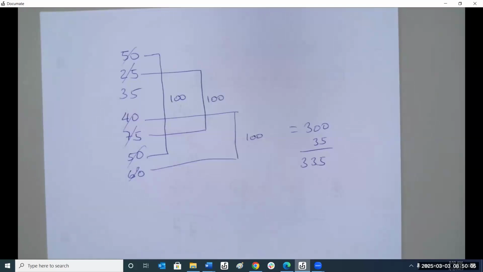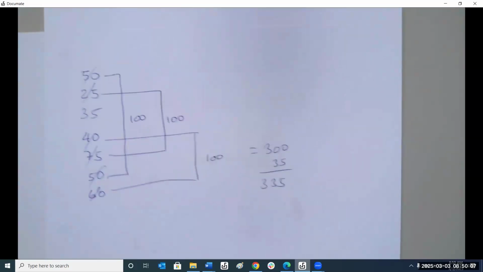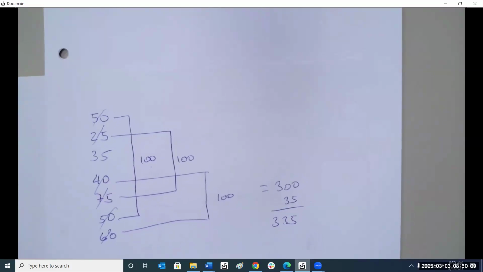Any questions? That does it for section 2, addition of whole numbers. Now we're going to do section 3.